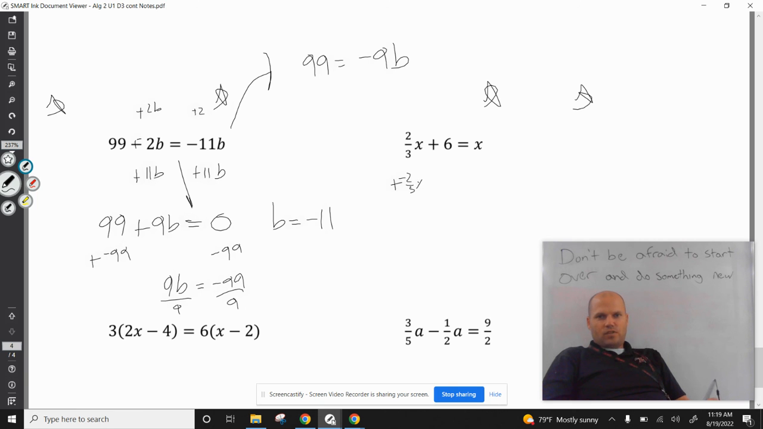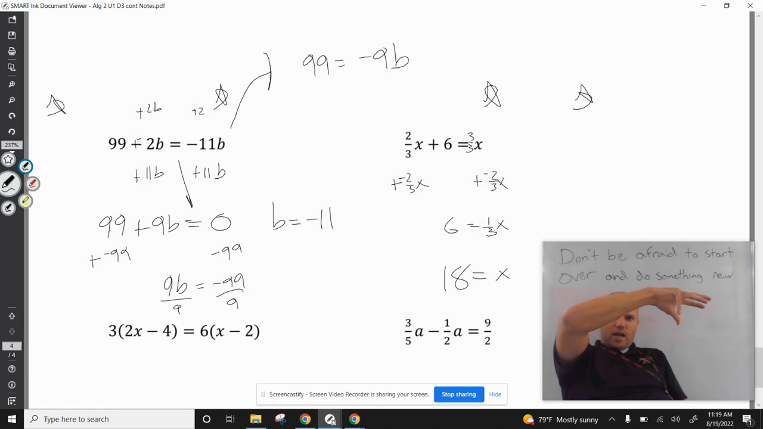Add a negative 2/3 of an x, add a negative 2/3 of an x, 3/3 x minus 2/3 x, 1/3 x, multiply by 3, multiply by 3. This eliminates having to have a 0 on one side so that you then have to do multi-steps. Just having variables on one side helps.